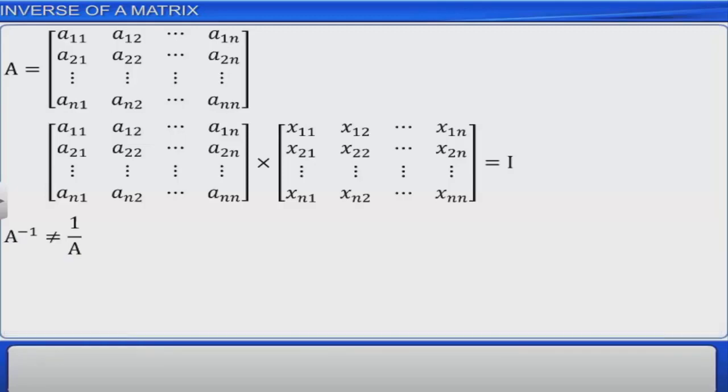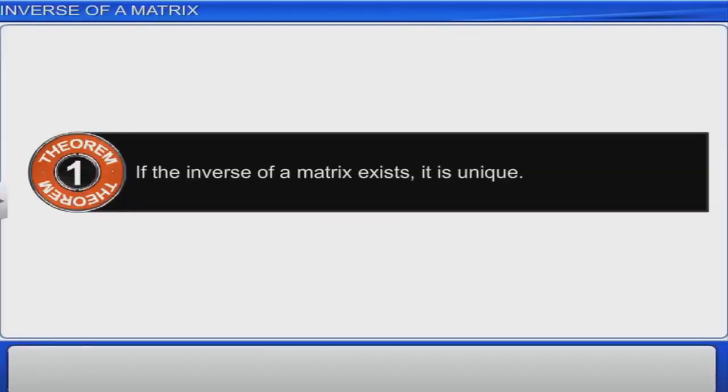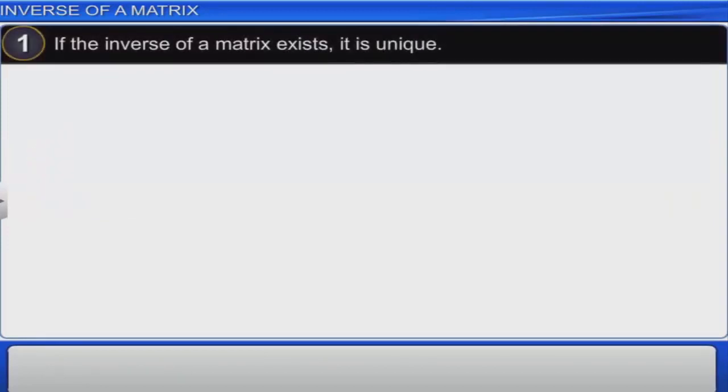It should also be noted that if matrix B is the inverse of matrix A, then matrix A is also the inverse of matrix B. There exists only one inverse for a given matrix. The theorem states that if the inverse of a matrix exists, it is unique.